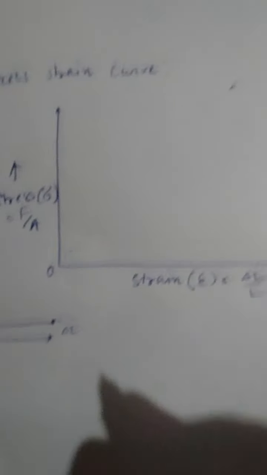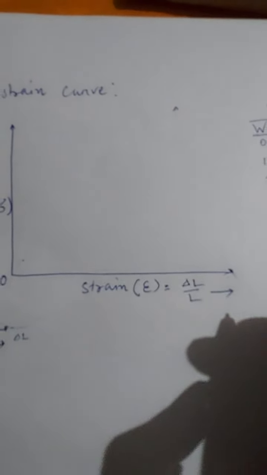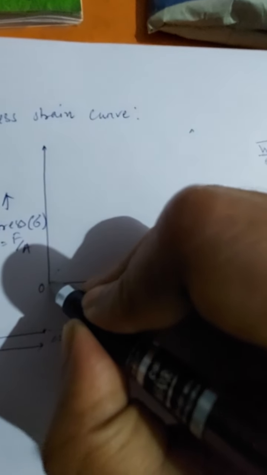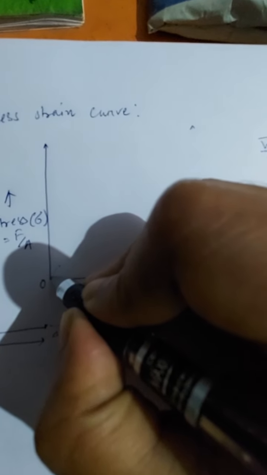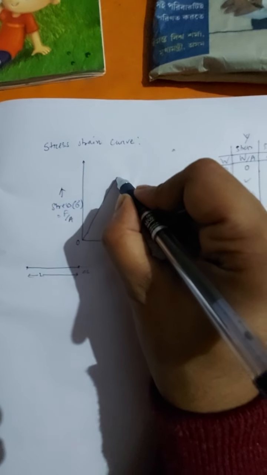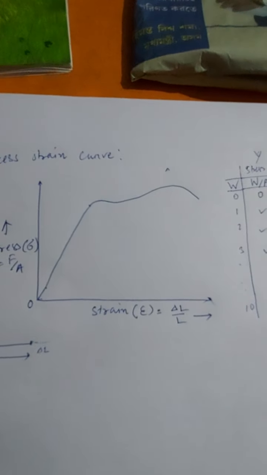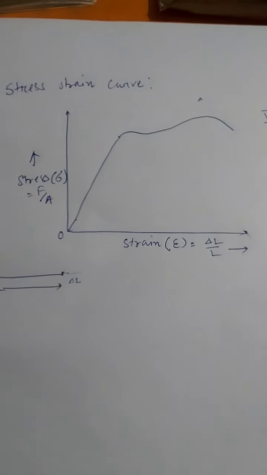So we will plot stress on the y axis and strain on the x axis. Suppose we consider a steel rod or a string; if we plot for various strains, we will get a graph similar to this. In this class we will explain the different parts of this graph.